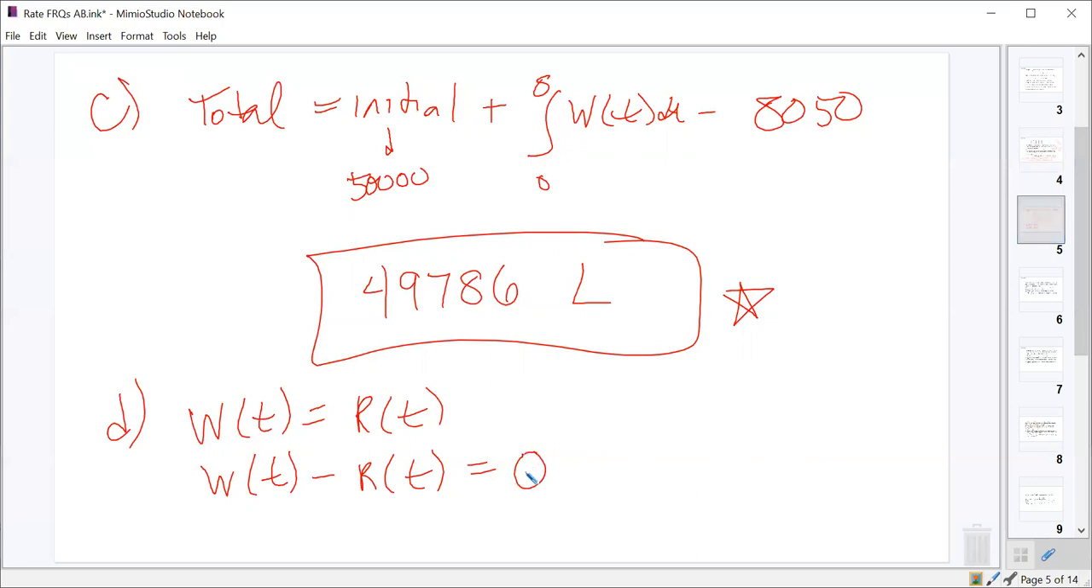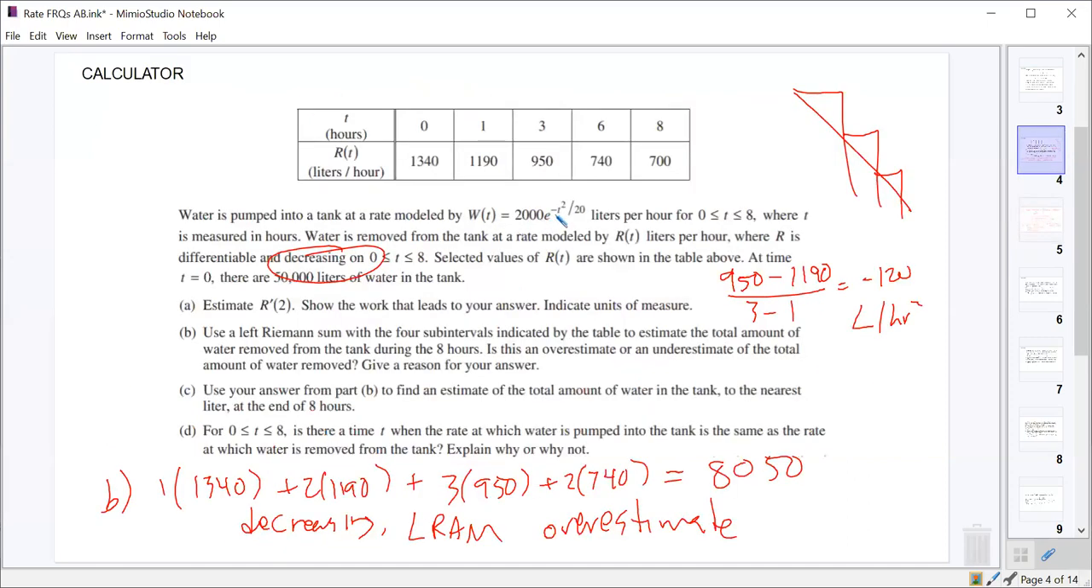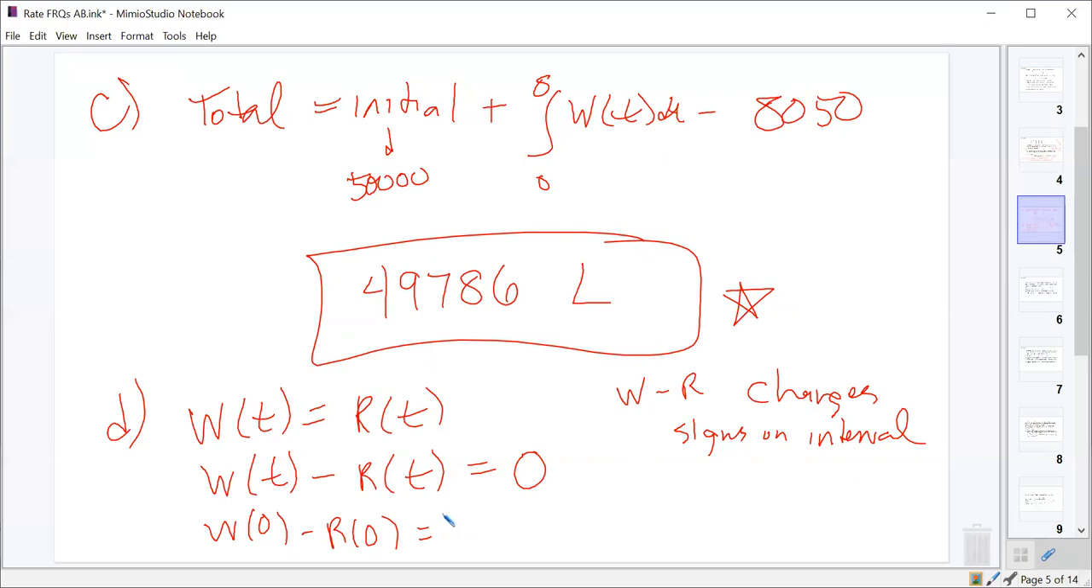Well, the only way we can make W minus R equal 0, be guaranteed that it does, is if W minus R changes signs on this interval. If it changes signs on the interval, it must have gone through 0, right? That's what the intermediate value theorem would say. So let's figure out what's W of 0 minus R of 0, just based on the equations and the chart that they gave us. W of 0 minus R of 0 ought to be what? All right, W of 0 should be 2,000, right? 2,000 e to the 0 is 2,000. Minus R of 0 is 1340, so that should be positive. 2,000 minus 1340, what's that, 660?